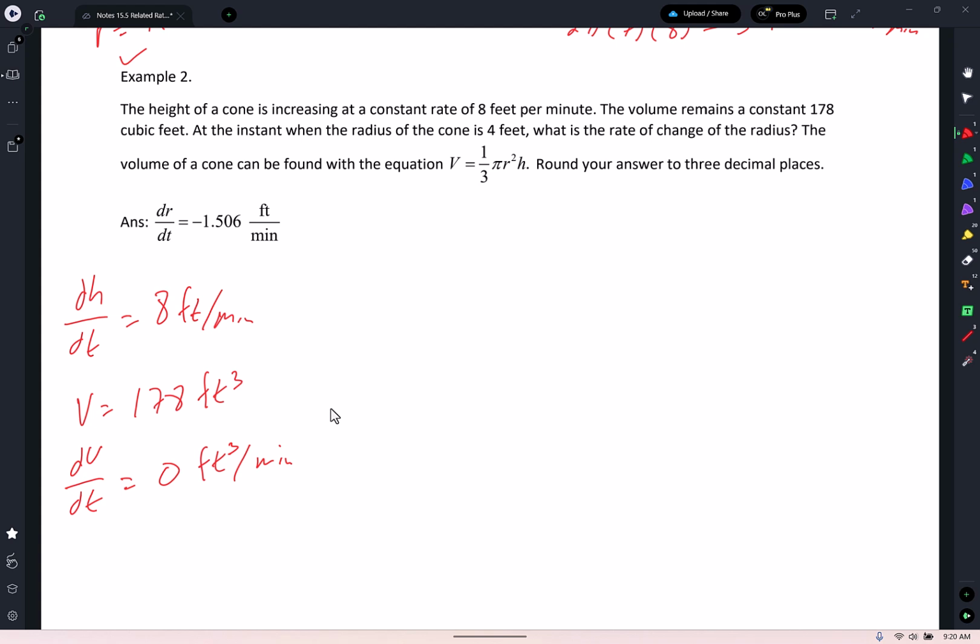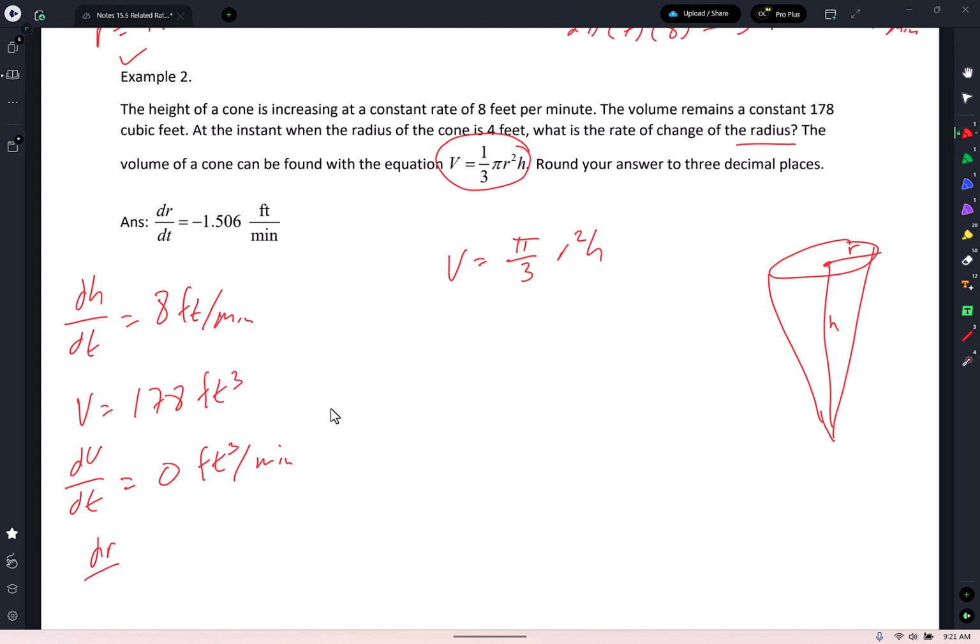Let's see, what else does it say? The volume of a cone can be found by, now they're being nice, they don't have to give you the volume of a cone. Volume, I would write 1/3 pi as pi over 3 r squared h. Here's my cone. If you need a representation, this is r, this is h. Let's see, what do they want? They want dr/dt. Okay, well, what is the rate of change of the radius? So they want dr/dt. All right, let's see. Do I have everything? dh/dt, r, V.